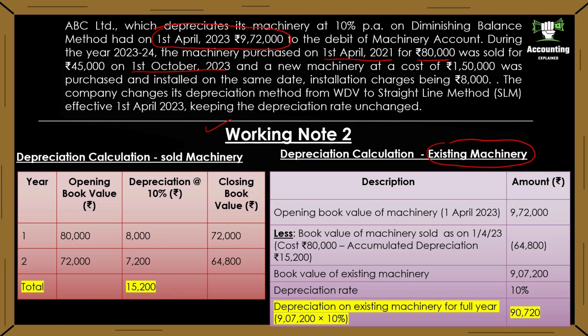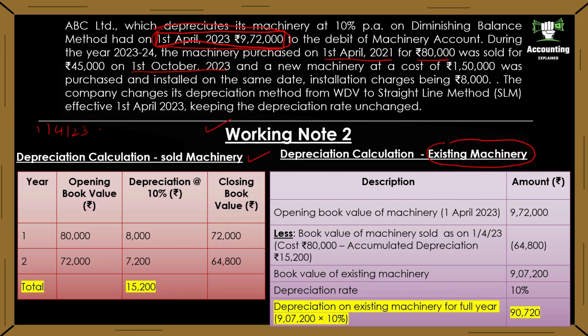First, let us find out the book value of the sold machinery. For that, you need the book value as on 1st April 2023. Since we have the balance for this group of machinery on 1st April 2023, similarly, even for the sold machinery, you need to have the book value as on 1st April 2023. Okay, that part is clear, right?